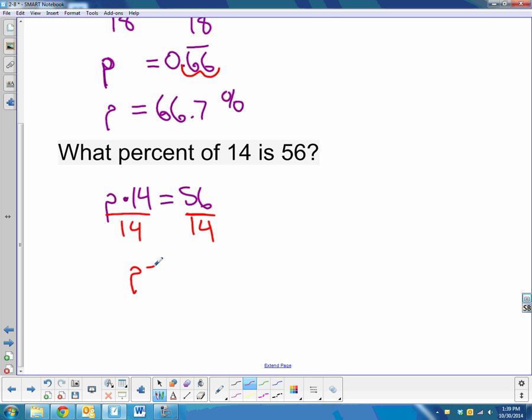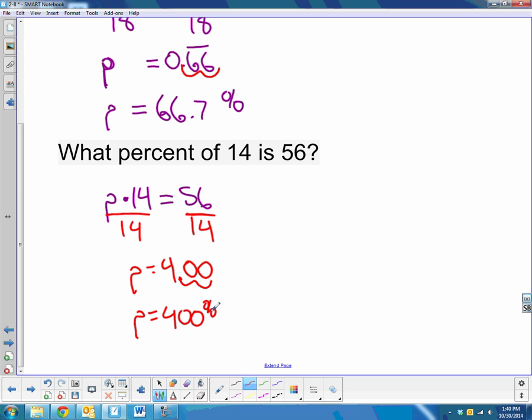So P equals 4. But it's not 4%. Remember, that's a decimal, 4.00. What percent of 14 is 56? Well, 14 is a lot less than 56, and so 56 is 4 times as big. That's 400%. If it's 4 times as big, that's 400% bigger. If somebody is 100% your size, they're the same. If somebody is 200% your size, they're twice as big.